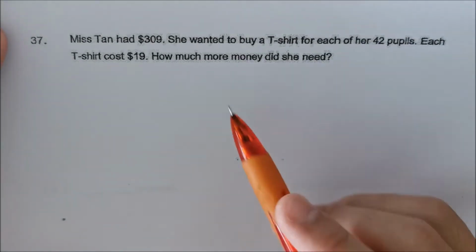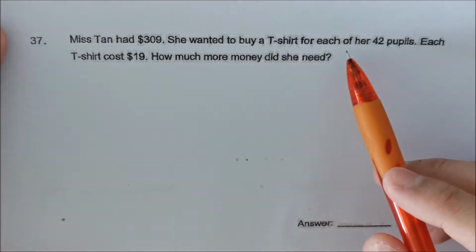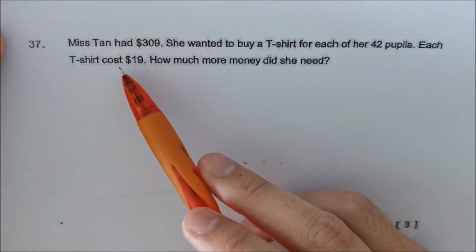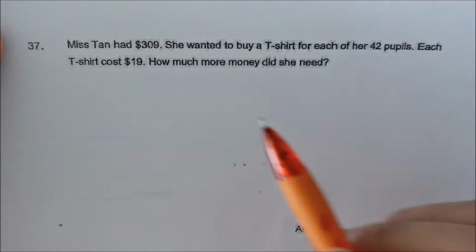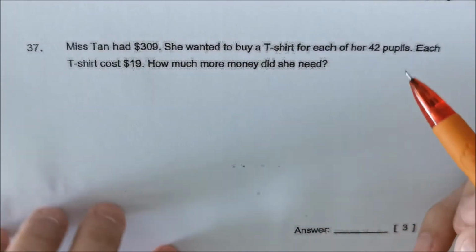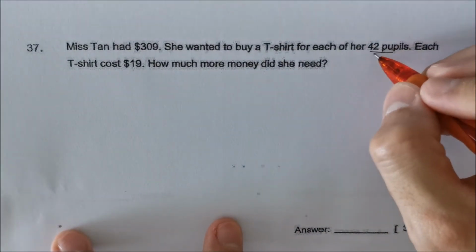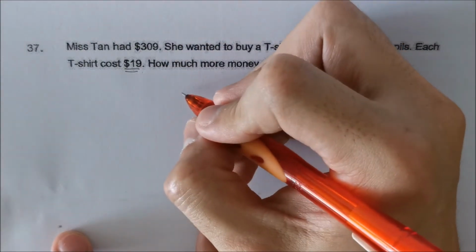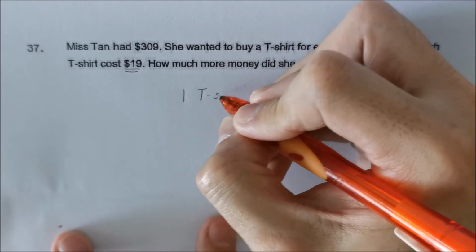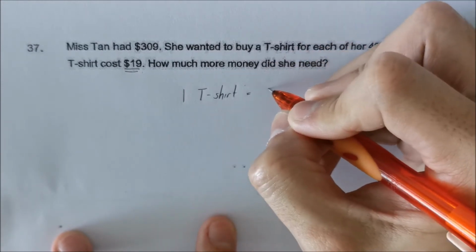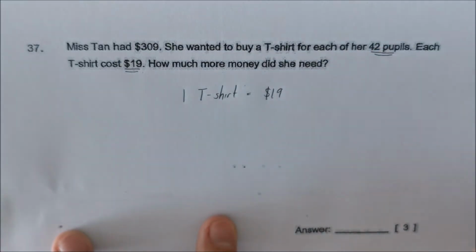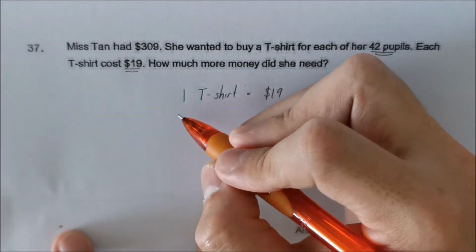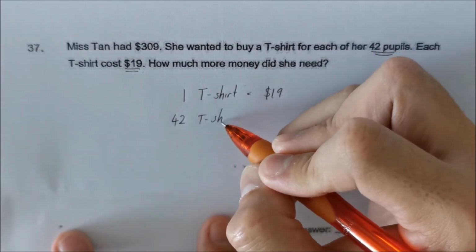Okay, question 37. Miss Tan had $309. She wanted to buy a t-shirt for each of her 42 pupils. Each t-shirt cost $19. How much more money did she need? So guys, the keywords are 42 pupils and 1 t-shirt costs $19. So we can just write down this. 1 t-shirt costs $19. Now we want to buy for 42 pupils, so that will be 42 t-shirts.